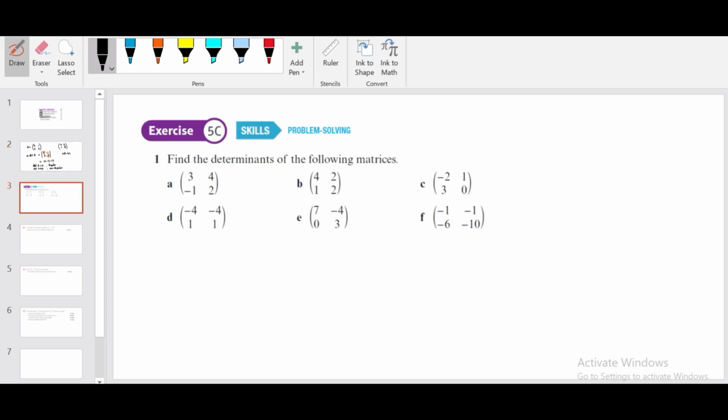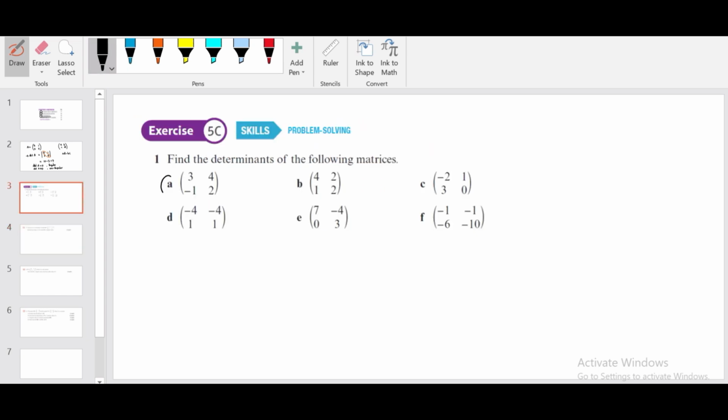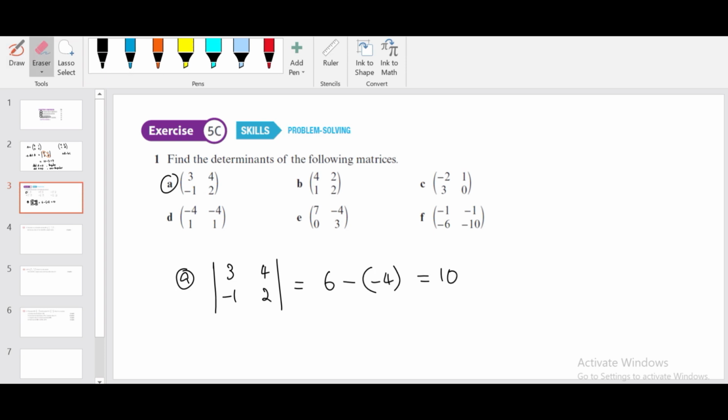I'm taking some questions from exercise 5C. Find the determinant value of the following matrices. Okay, let me take the first one, A. You write it inside the 2 lines, the modulus sign, 3, 4, minus 1, 2 is equal to, multiply the leading diagonal, 3 twos are 6, minus, multiply this, you get negative 4, minus minus 4, so you will get 10. Understand this? Yeah.